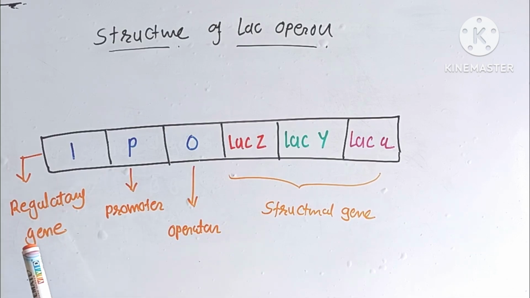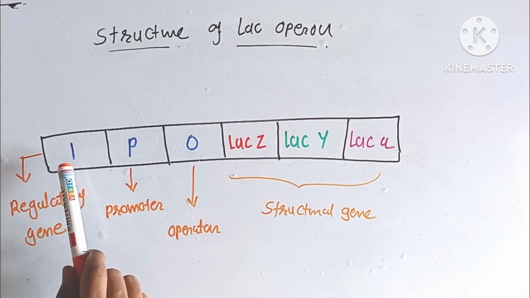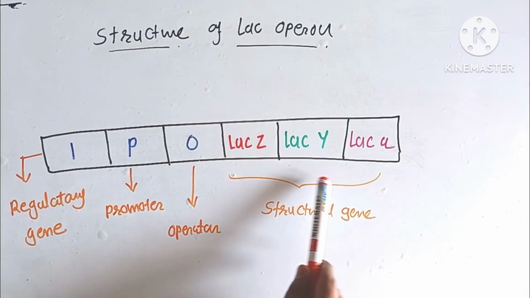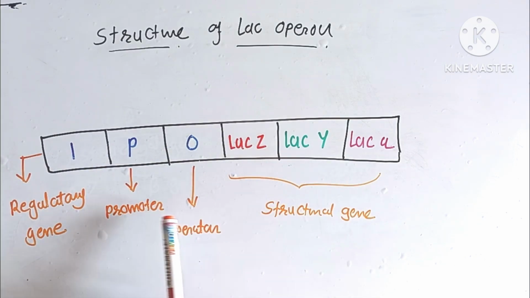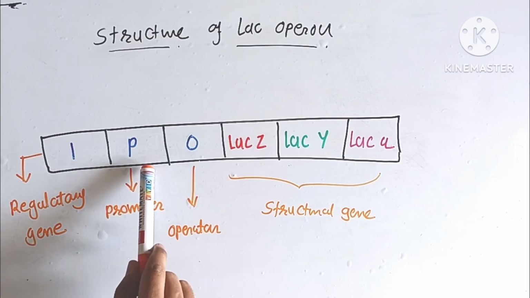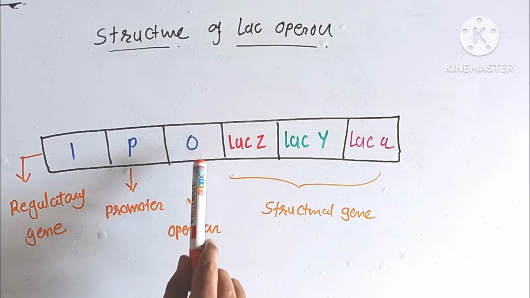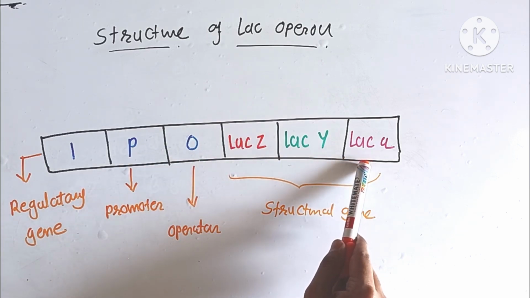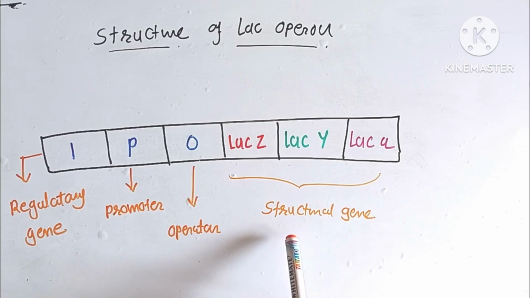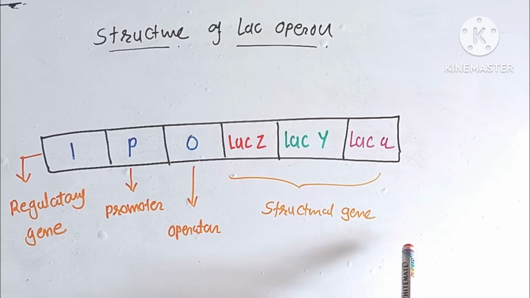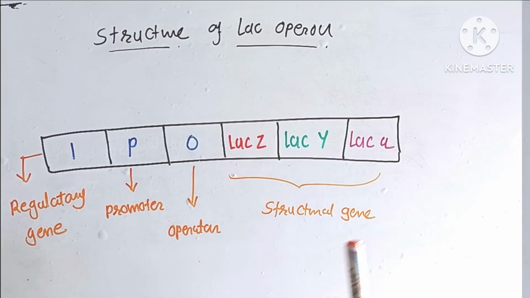Basically you can see here 4 elements are there. This is element 1, 2, 3, and this is the 4th, which is defined as the structural gene. Here I is defined as the regulatory gene, P is defined as the promoter, O is defined as the operator, and after these 3, Lac Z, Lac Y, and Lac A are also defined as structural genes, also known as polycistronic genes. So this is the 4th element of Lac Operon.